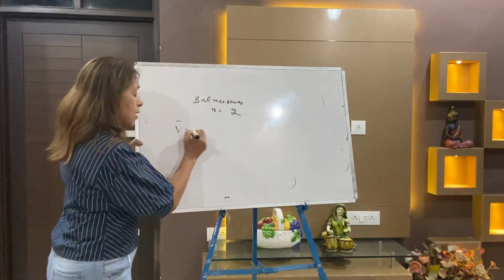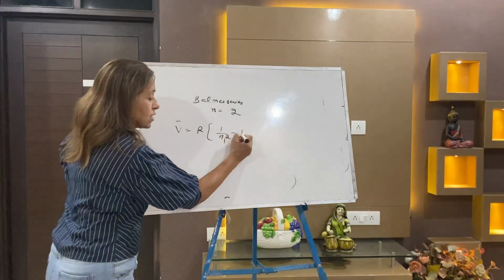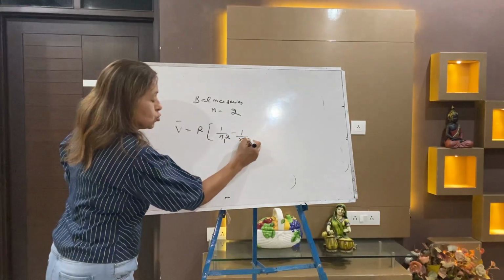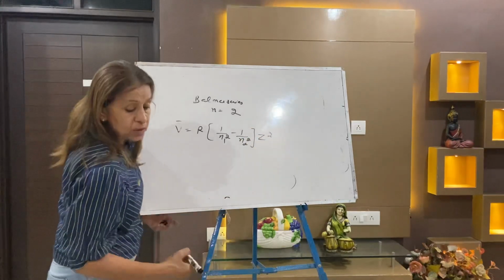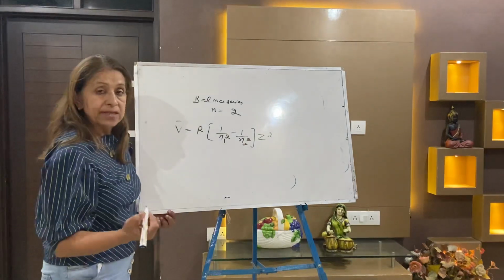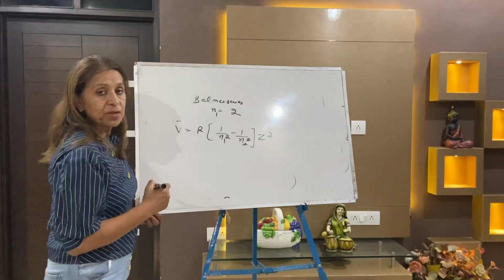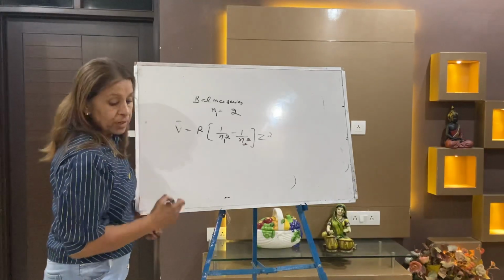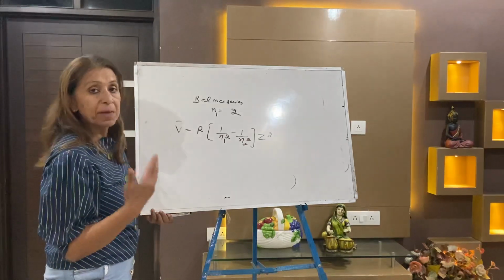Formula will apply. Wave number is equal to R into 1 by n1 square minus 1 by n2 square into z square, and z is 1 if the question is of hydrogen atom. You can check if your question carrying hydrogen atom, z is 1 and n1 is 2. This is the ground state of the Balmer, n1 is 2. The question is very much interesting. The question is longest wavelength.